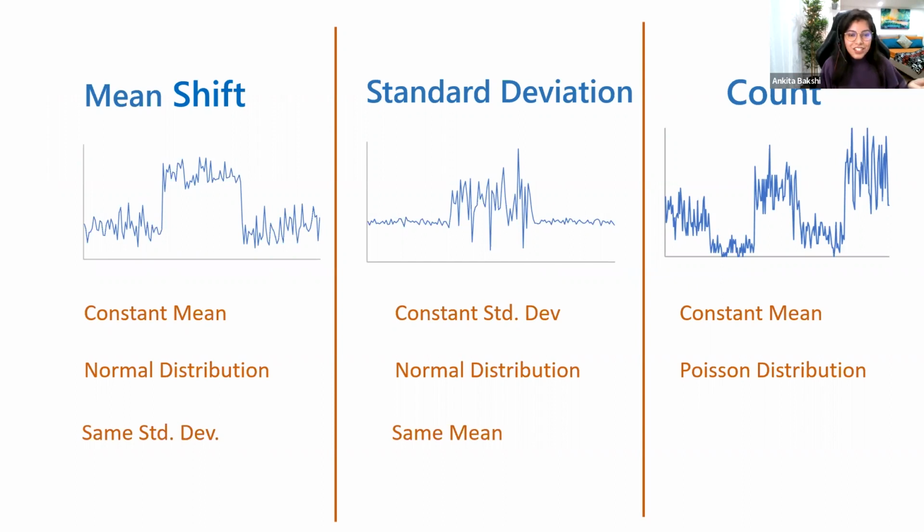In the first method, mean shift, these are the three assumptions that each segment has to follow: the mean is constant, the normal distribution, and the same standard deviation. When you're looking at standard deviation changes, there should be a constant standard deviation in each segment, and the segments should be normally distributed, and the mean should be the same for all the segments. And for count, it's very similar to mean. It just has a Poisson distribution and not a normal distribution. So the way the three work, they're exactly the same. I talked about mean shift, but the assumptions change based on whatever type of change point you're detecting.